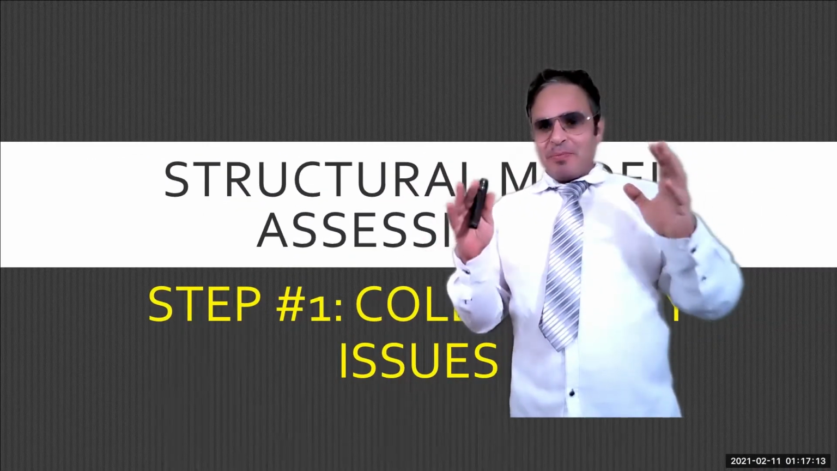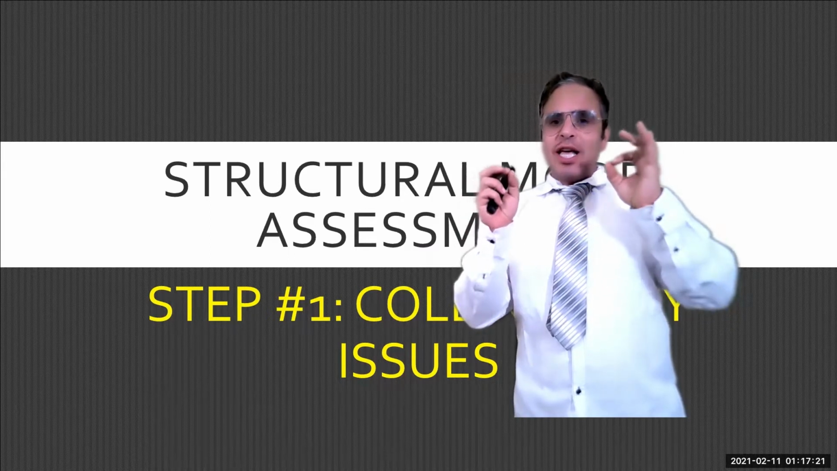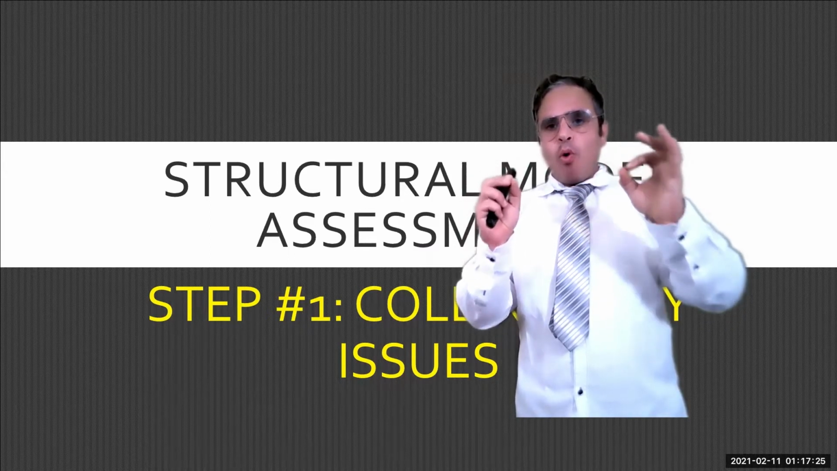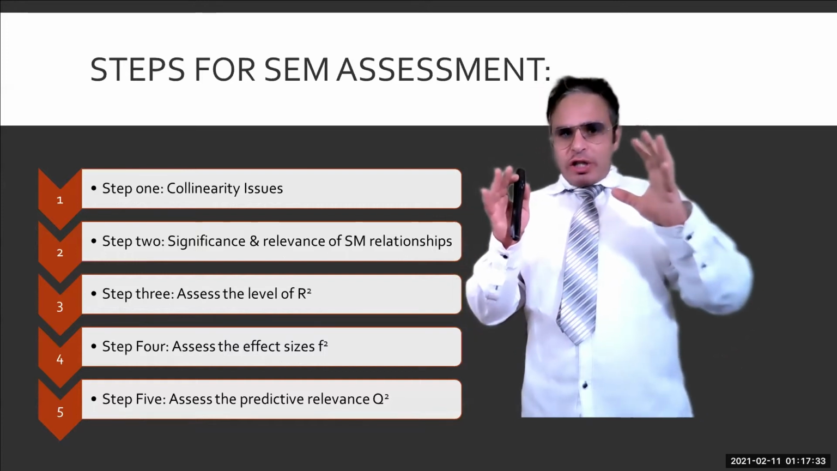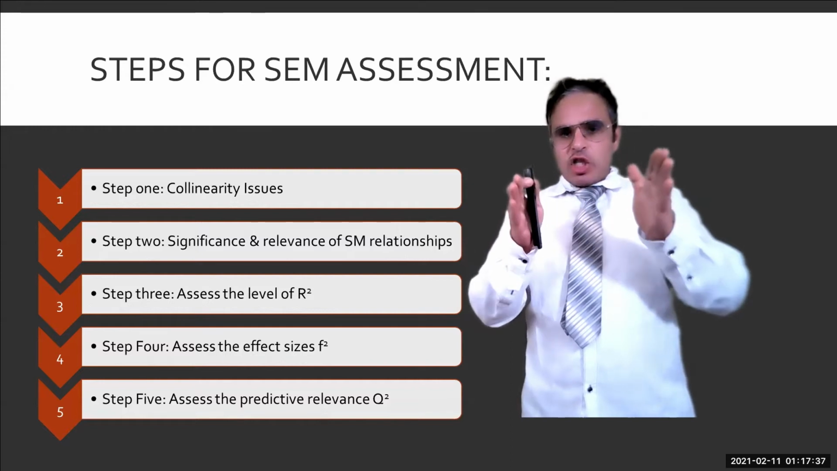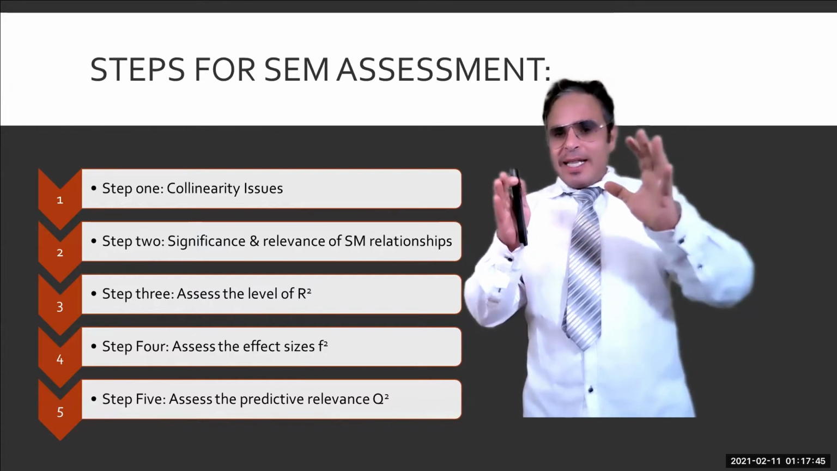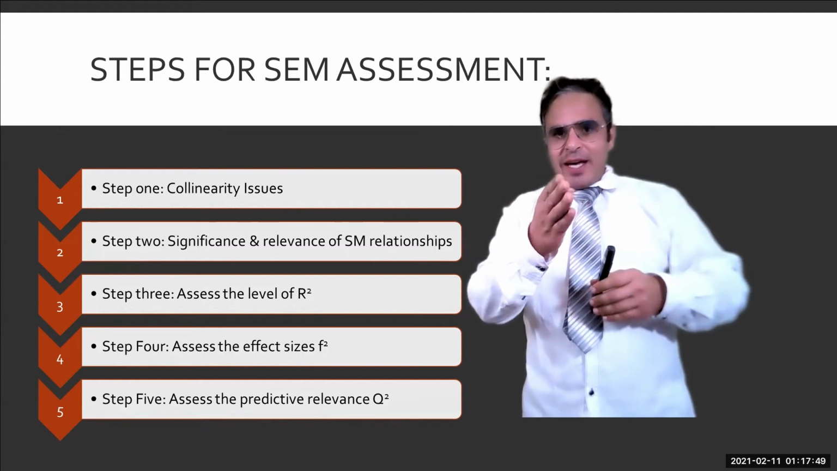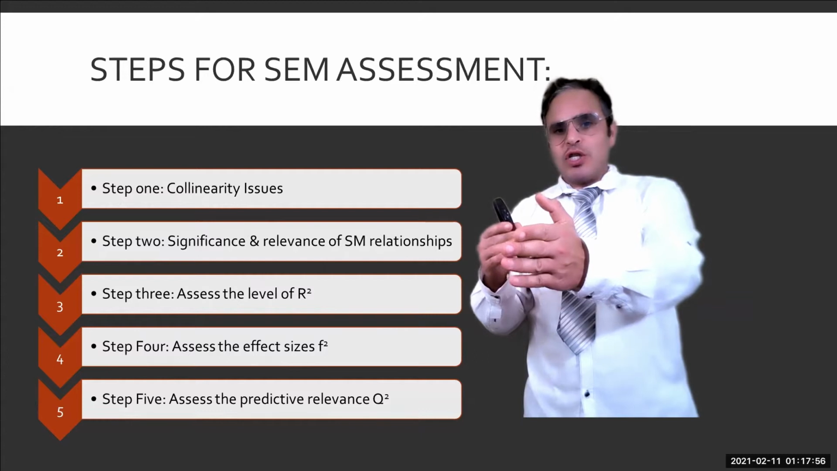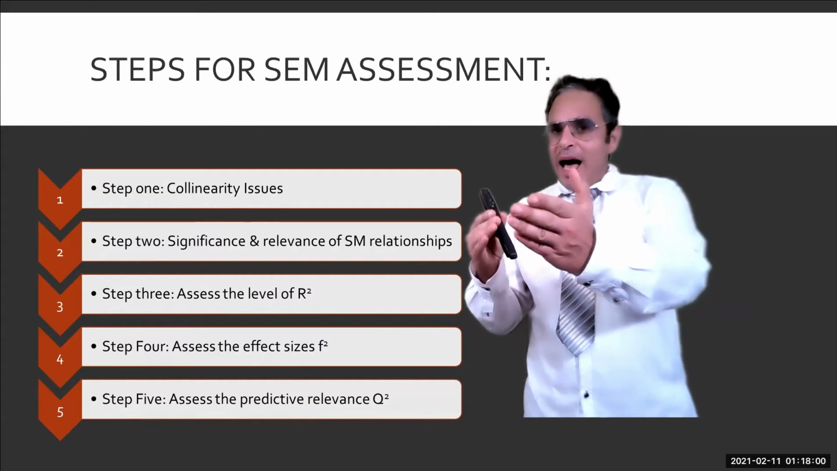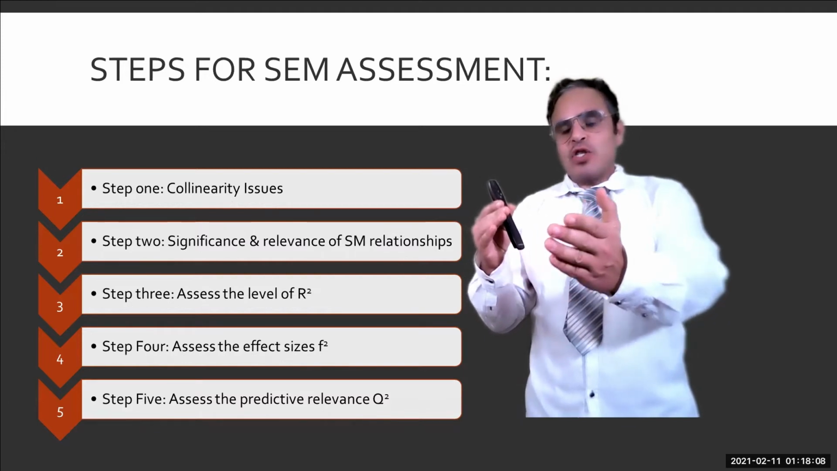Continuing, my fellow students, my fellow researchers, with collinearity issues as phase number one in the structural equation modeling or structural model assessment process. As I mentioned earlier, in the structural model assessment, we go into five phases. The first phase is collinearity issues. In the second phase, we check for the significance and relevance of structural model relationships. Then in step number three, as you notice, we look at the R squared, then F squared in step number four. And in step number five, we look for the predictive relevance or Q squared.